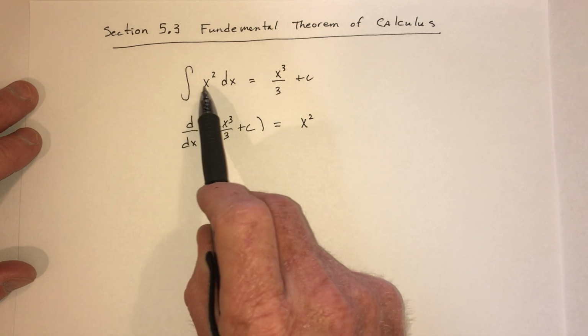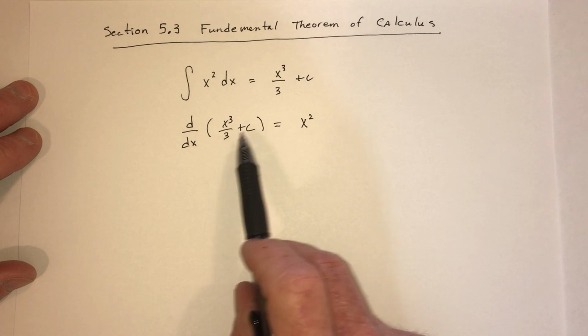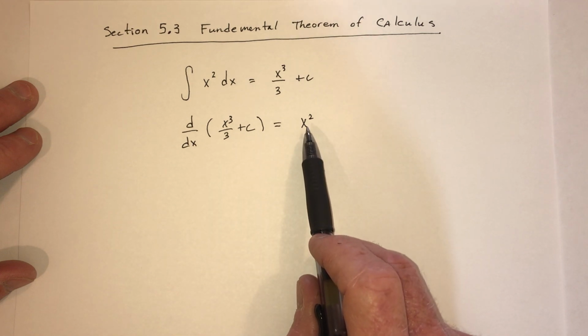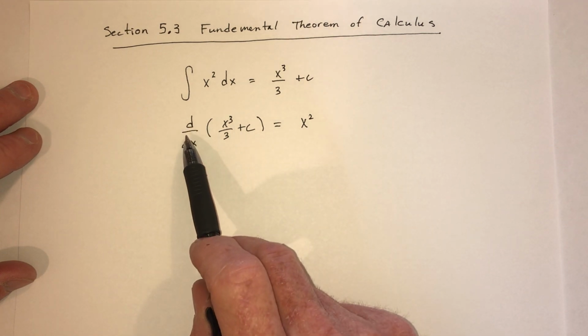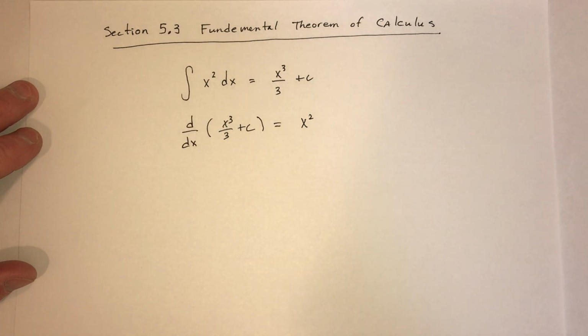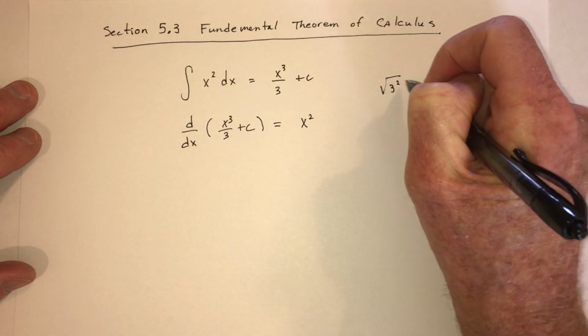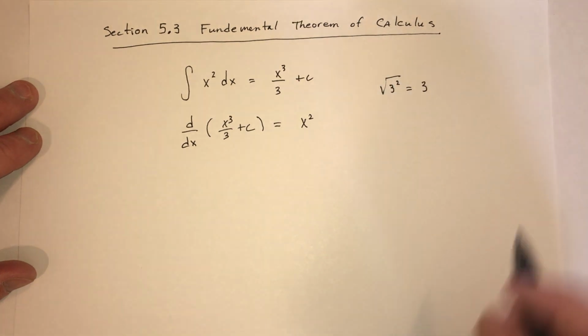So when you integrate a function, and then you take the derivative of that answer, you get the original function back again. So in other words, derivatives and integrals are actually the opposite of each other. Much like if you take the square root of 3 squared, you just get the 3 back again.